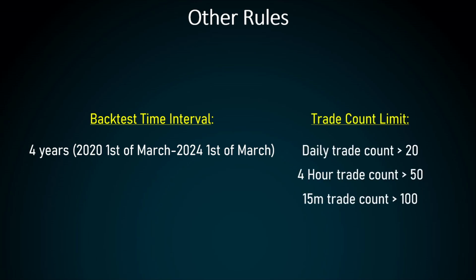To have statistical significance, for the daily chart the minimum trade count will be 20, for the 4-hour chart 50, and for the 15-minute chart 100. I know these values are a bit small, but if I had used higher values, there wouldn't be any valid backtest results on the daily and mainly on the 4-hour chart. Before revealing the final results, let's go over the most important part, the sorting and ranking system.